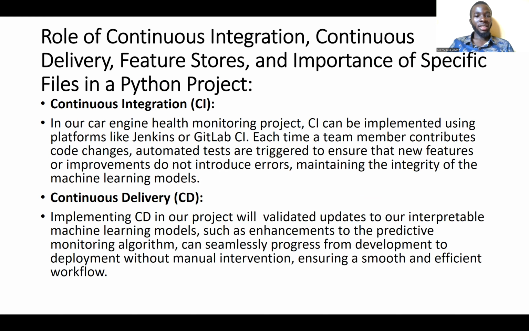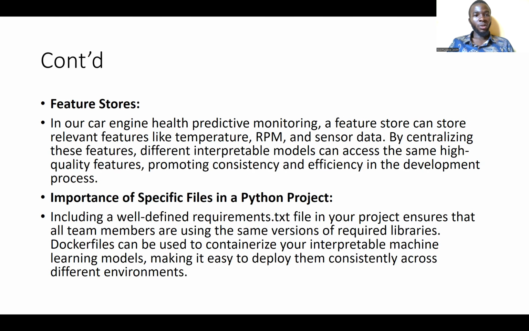So these are some of the roles of continuous integration and continuous delivery, which I've already explained. Continuous delivery is just validating the model by deploying the other versions of the model, while continuous integration is using platforms like Jenkins or GitHub in order to enhance the performance of your model.